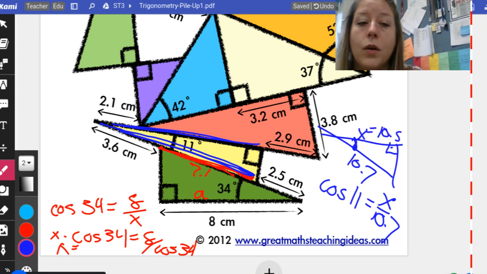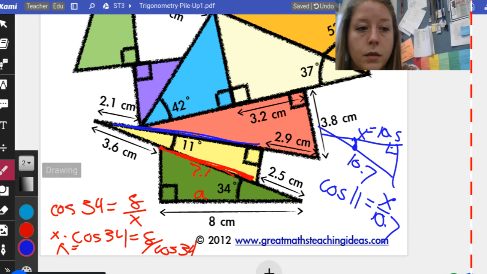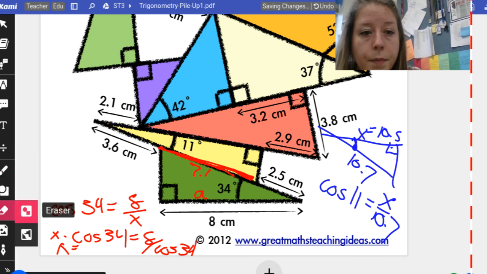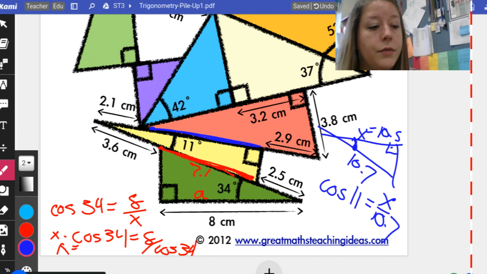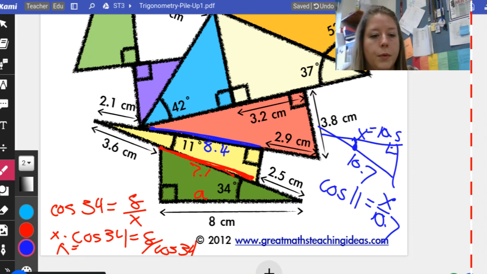Now that's again the whole side, the whole blue line. Part of the blue line over here is 2.1. So we need to take that away and just write how much is left. So 10.5 minus 2.1, and I get 8.4. So what's remaining on my blue side is 8.4.